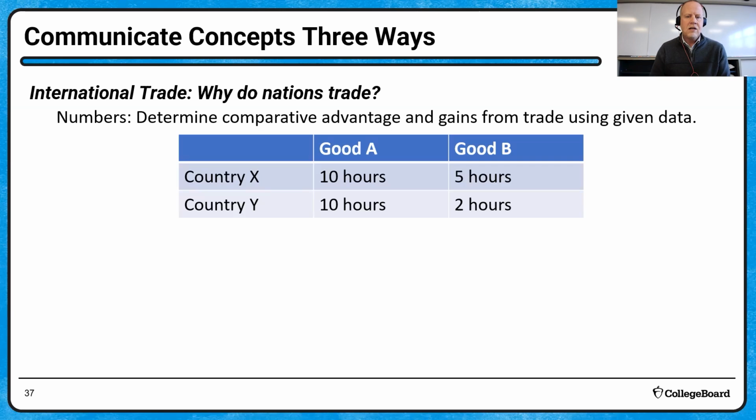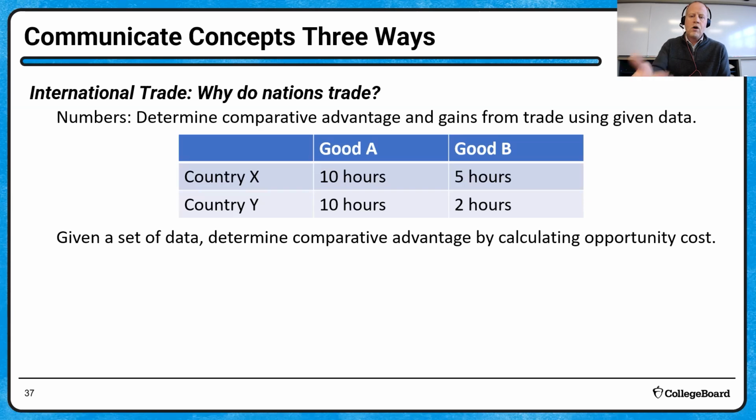And we're given some data about the production of a fixed amount of good A and good B. In other words, this is telling us it takes 10 hours in country X to produce a unit of good A, 5 hours to produce good B, and country Y takes 10 hours to produce good A and 2 hours to produce a unit of good B. The process we want to work through is going to start with calculating opportunity costs and going from there.